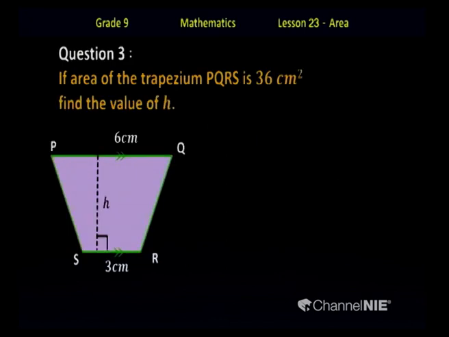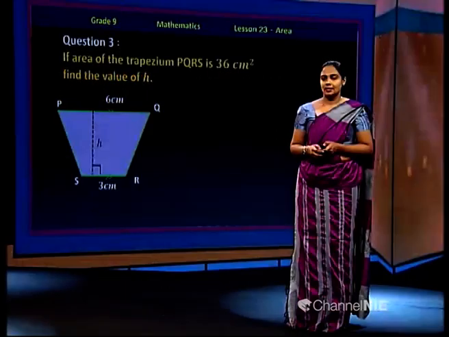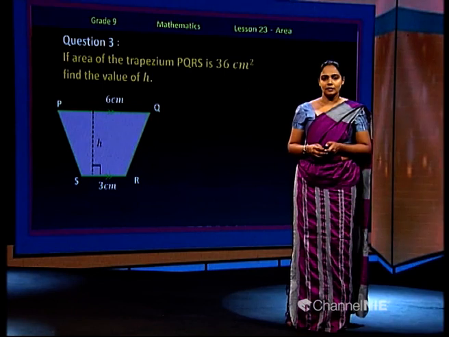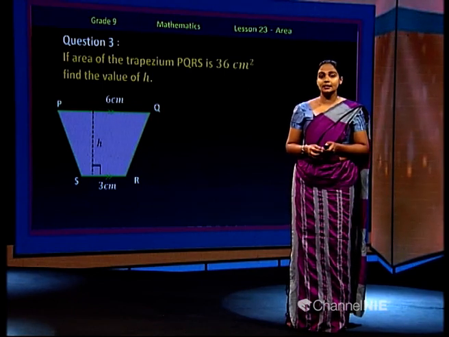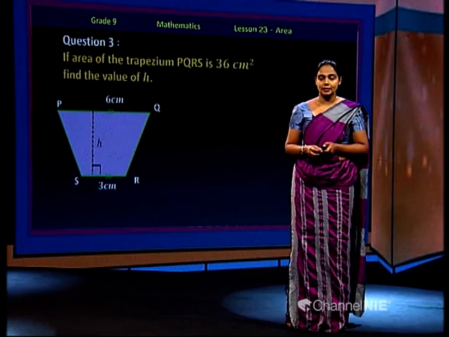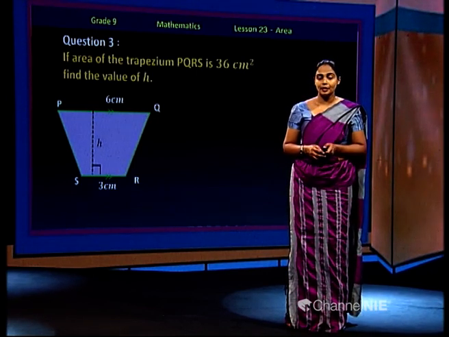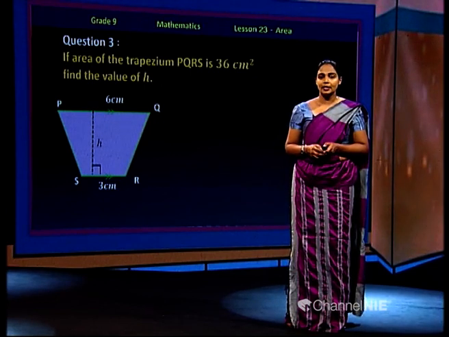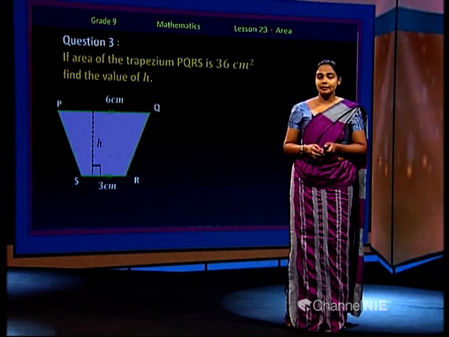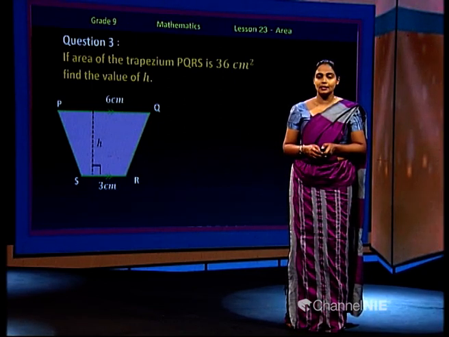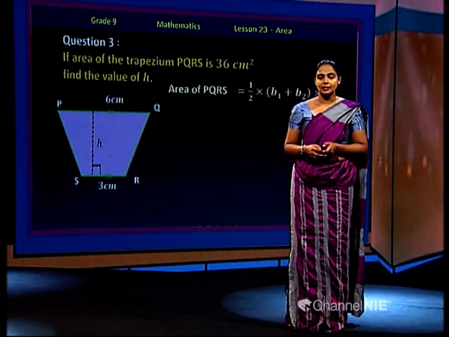Question number 3. If the area of the trapezium PQRS is 36 square centimeters, find the value of h. Now it is not to find out the area, but area is given. You should find out the perpendicular height, perpendicular distance between two parallel sides. How you can do it? Then same thing is used, the method of finding area of trapezium. Then write your answer in this way.